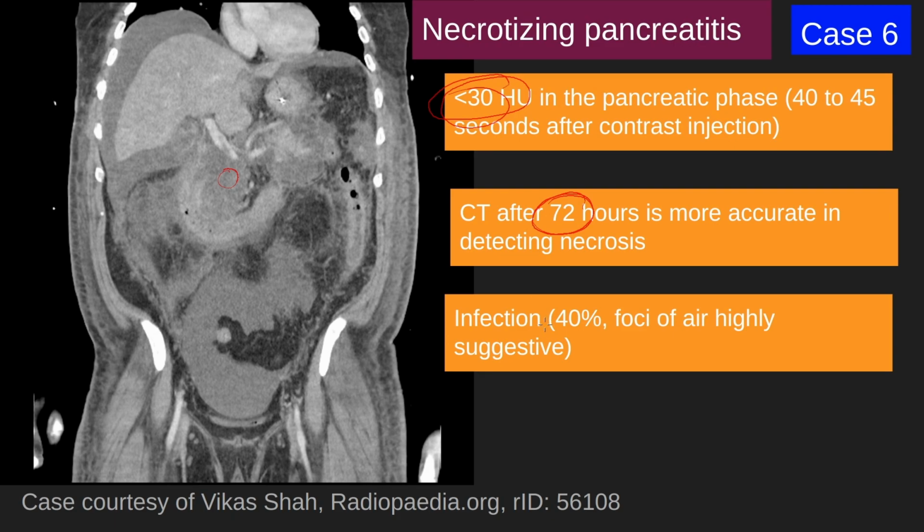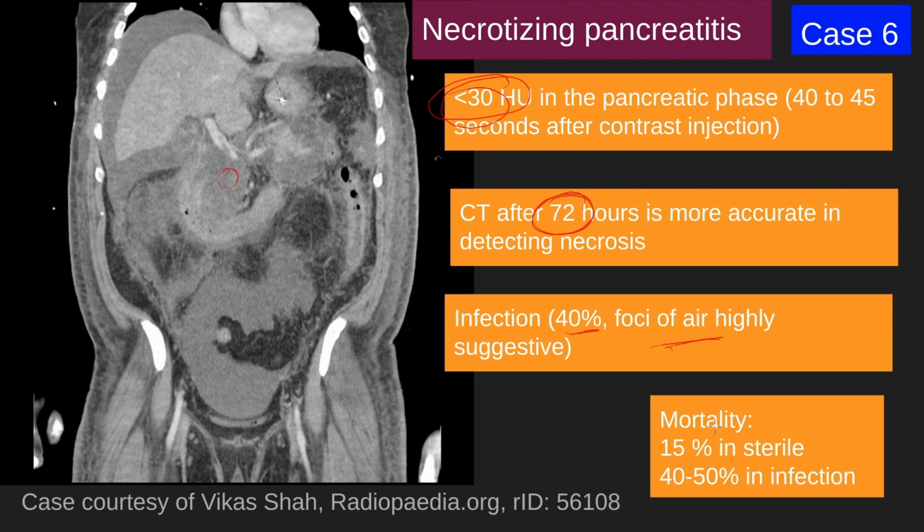Necrotizing pancreatitis can become complicated with infection in approximately 40% of cases. It's difficult to diagnose infected necrotizing pancreatitis, but if there are foci of air within, it is highly suggestive of superimposed infection. Lack of air does not exclude infection though. It's important to identify necrotizing pancreatitis because it has a very high mortality, up to 15%, and it is even more important to identify if there is superimposed infection because the mortality jumps from 15% in sterile necrotizing pancreatitis to 40 to 50% in infected necrotizing pancreatitis.